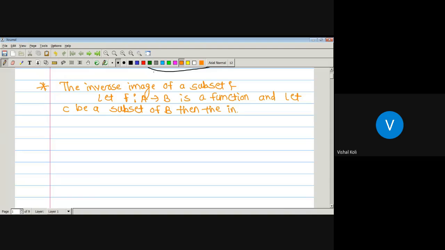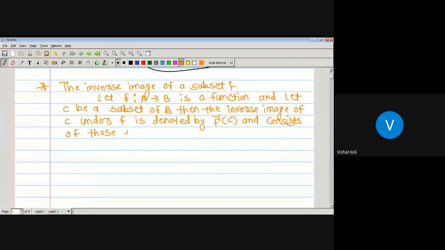the inverse image of a set C under the function f is denoted by f inverse of C, and consists of those elements in A which are mapped onto some element in C. Okay, so what is the inverse image of a subset?